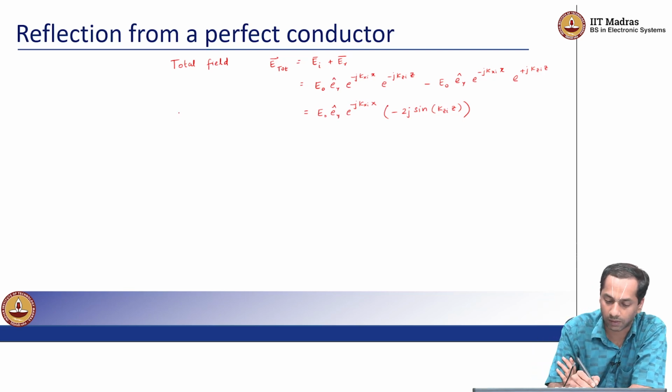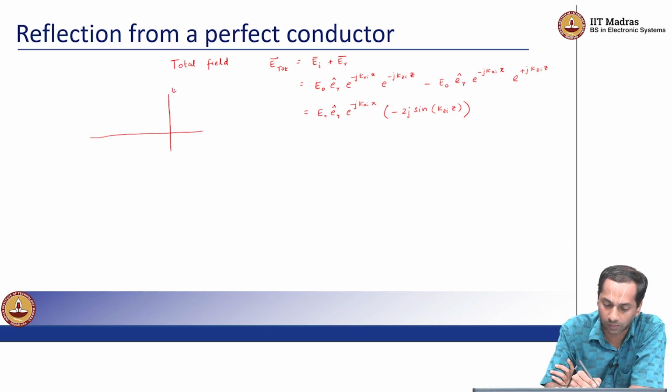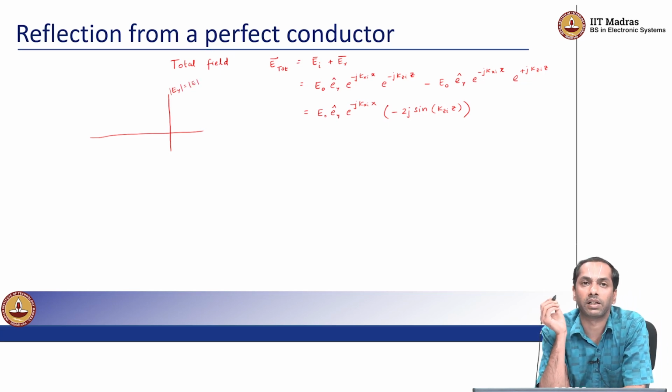Okay, so if I were to plot this, we can either say it is Ey, right, which is also the magnitude of the entire electric field vector, right. This is the perpendicular polarization. All of the electric field is in the y direction.